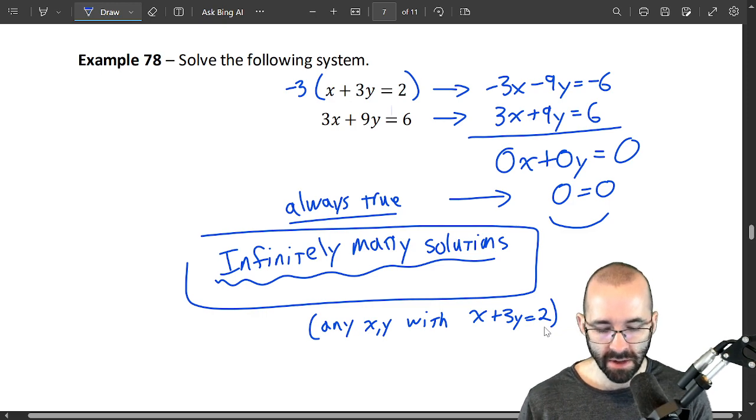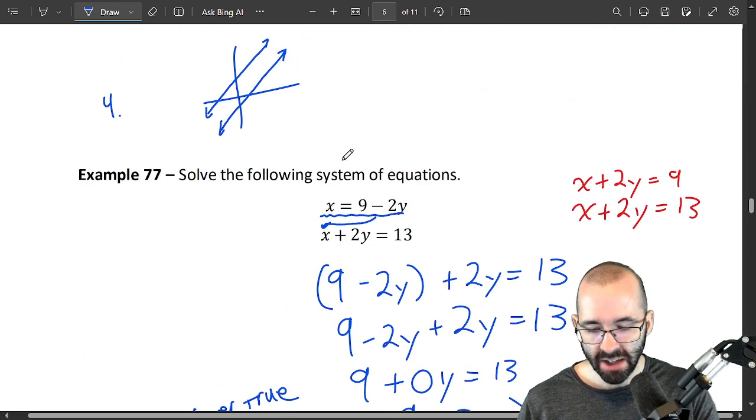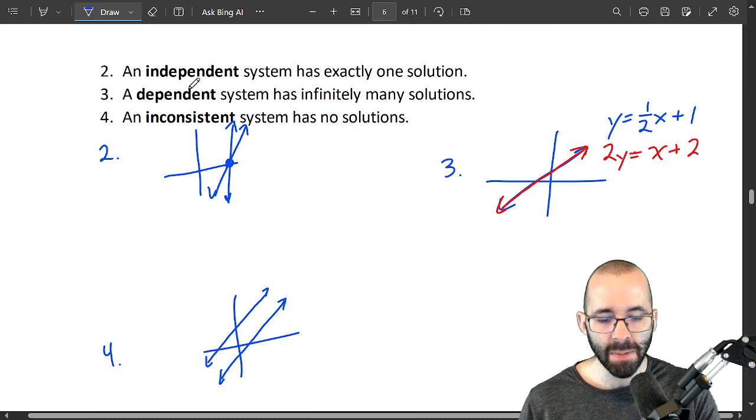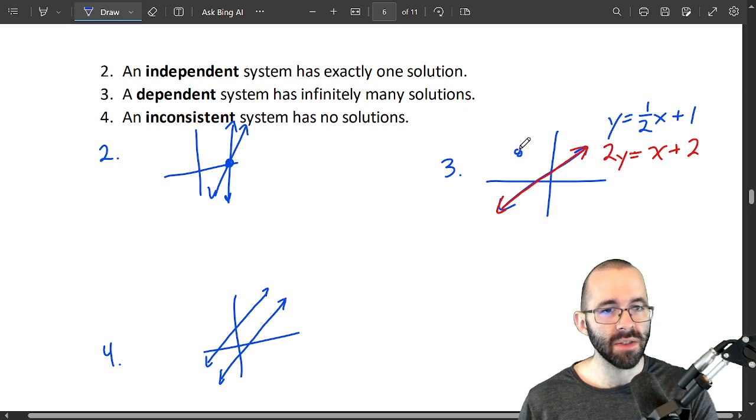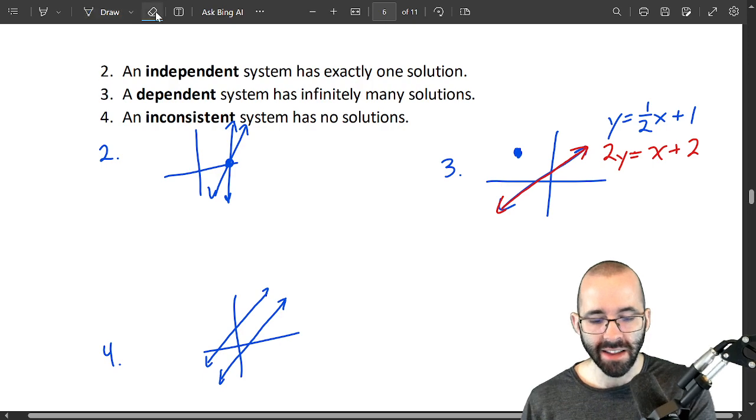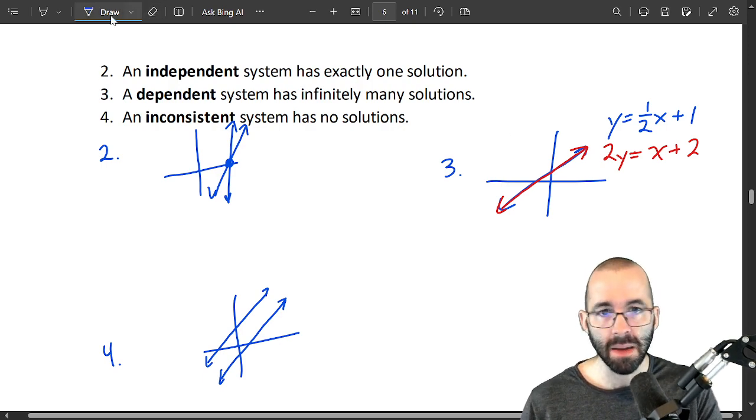Okay. Like we said over here, this is a dependent solution, infinitely many points. So anything on this line makes it true, but this is not a solution, for example, right? Just anything on that line. But they are the same lines.